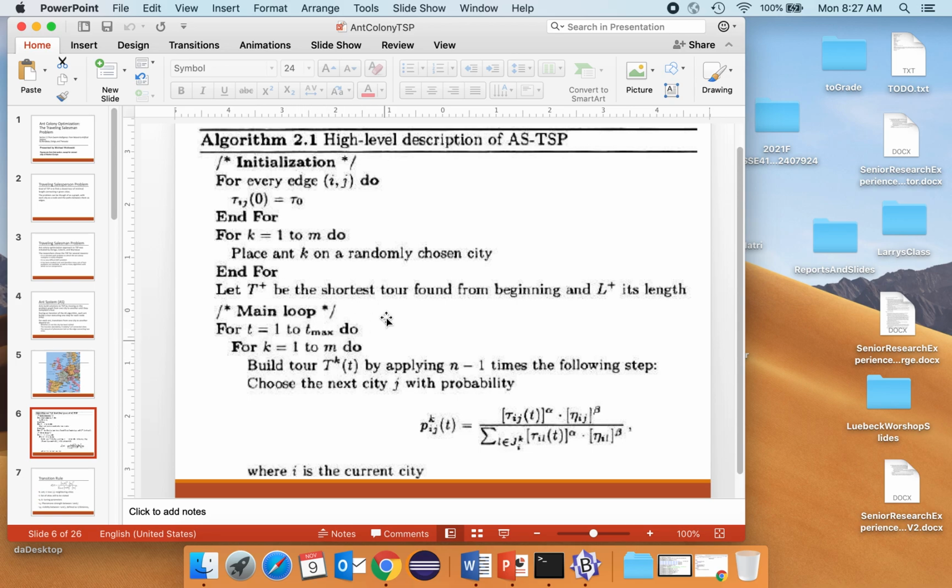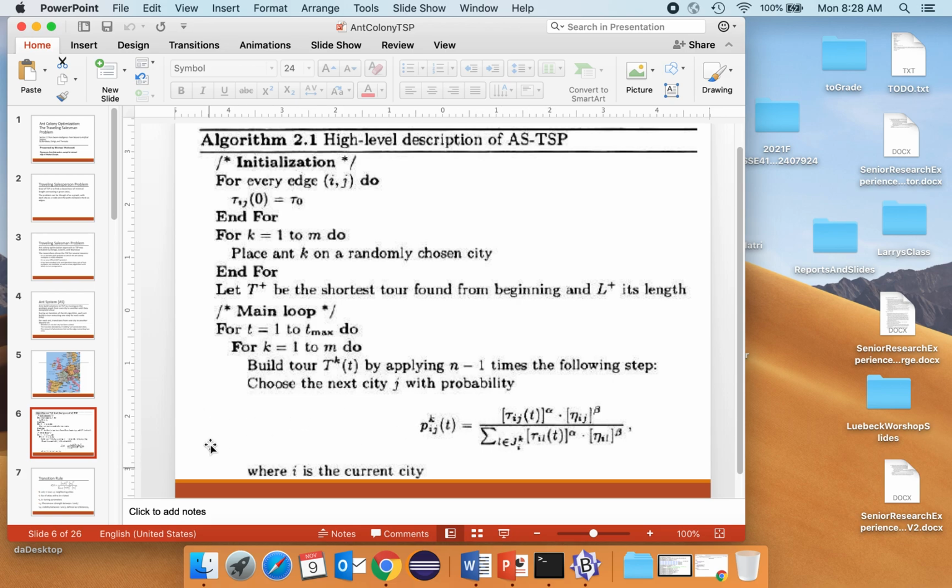We might run this thing for a certain number of iterations, or we can certainly terminate once the tours don't get any better. So here are the ants. And so for each ant, we build a tour by doing this n-1 times because there are n cities. So we choose the next city with the following probability. And I will explain this formula here in a moment.